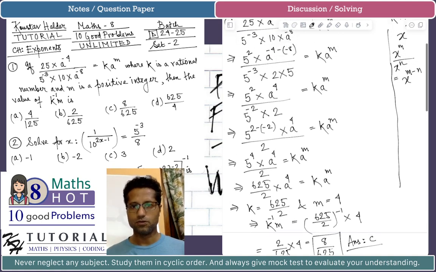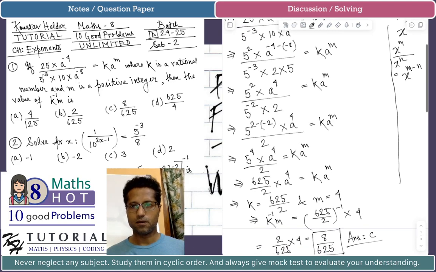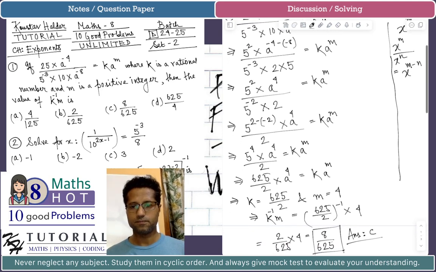So I am pausing the solution for a couple of seconds. You can take a screenshot.